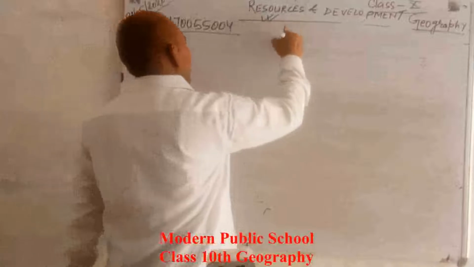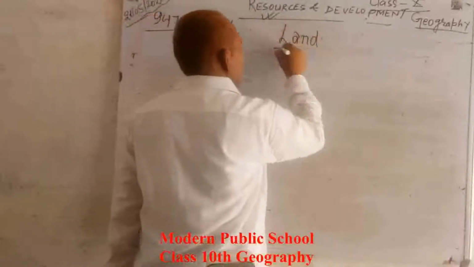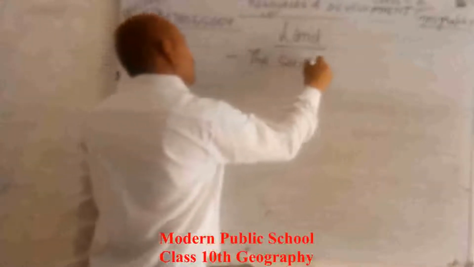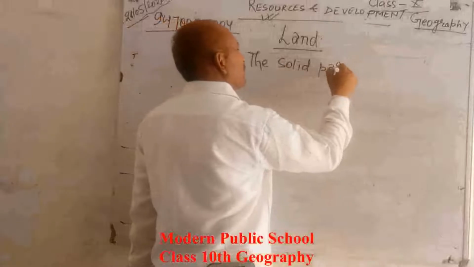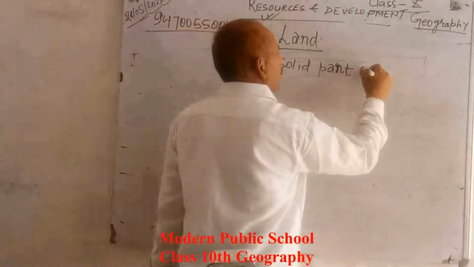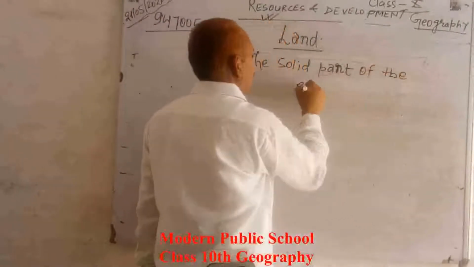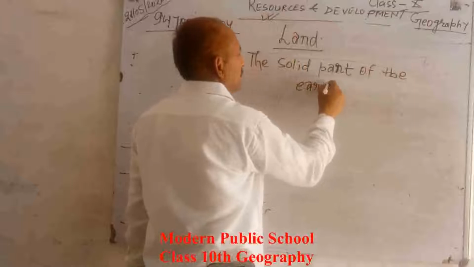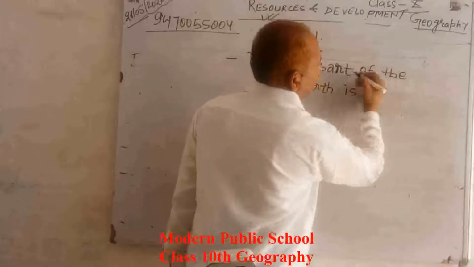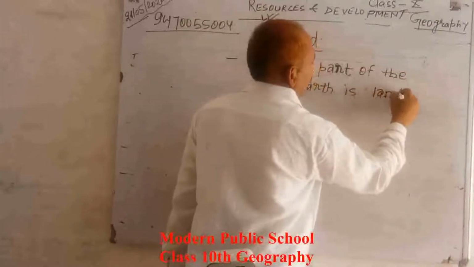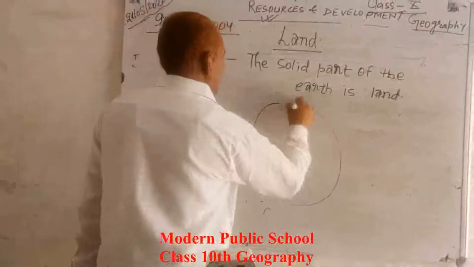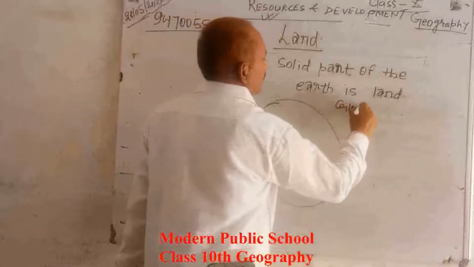Okay, the first, land. लैंड मीन्स व्हाट इज लैंड. सबसे पहले लैंड क्या है? अब सिंपल से जानो. The solid part of the earth is called land. The solid part of the earth is land. There is a diagram of the globe.